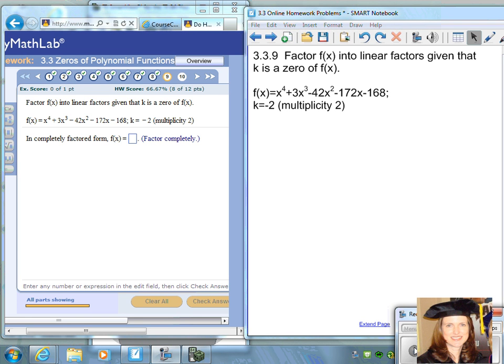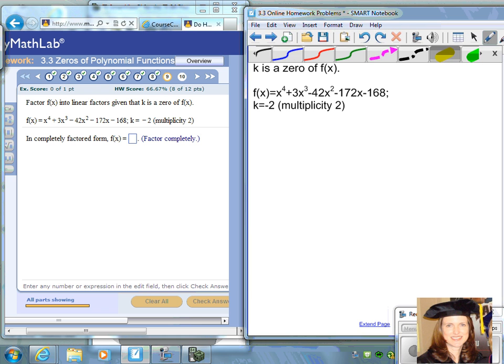For question number 9 in section 3.3, zeros of polynomial functions, we're asked to factor the function into linear factors given that k is a zero of f of x. Our function f of x is equal to x to the fourth plus 3x cubed minus 42x squared minus 172x minus 168, and we're given that k equals negative 2 with a multiplicity of 2.